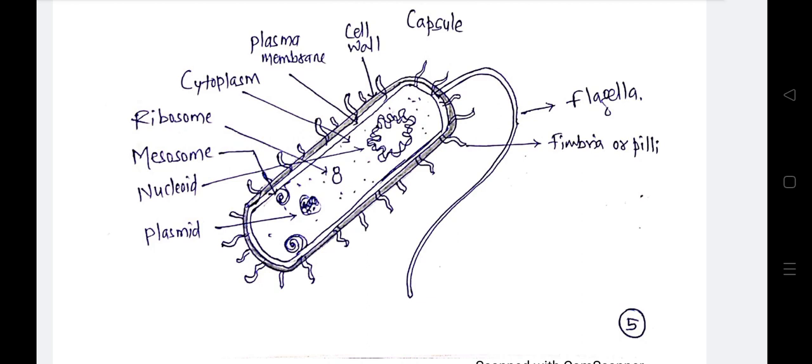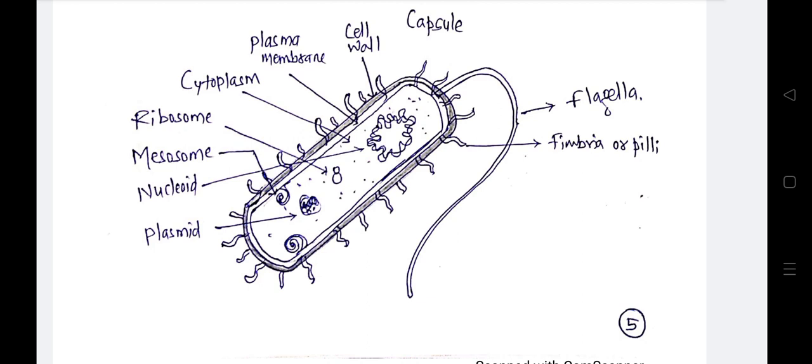The next component is the cell cytoplasm. The bacterial cell cytoplasm is colloidal in nature. It shows a movement that is called cyclosis. The cell organelles like ribosome and mesosomes are present in the cytoplasm. The other cell organelles like mitochondria, chloroplast, endoplasmic reticulum, lysosomes are totally absent in the bacterial cell.